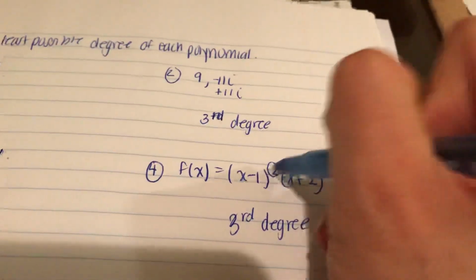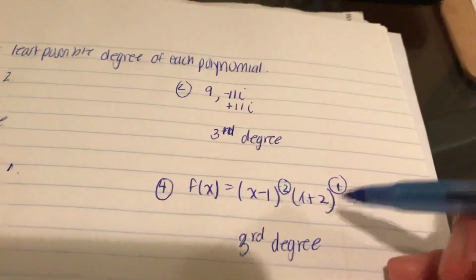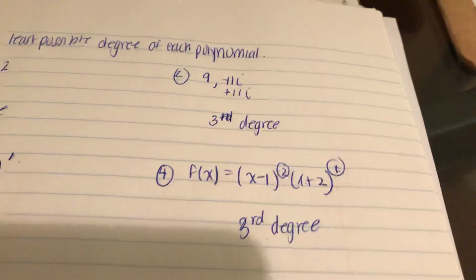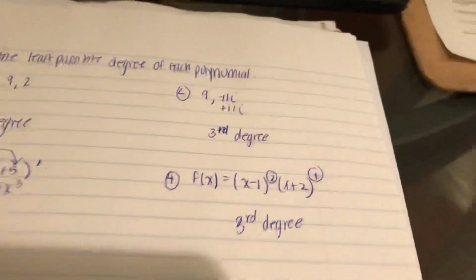So adding the multiplicities together, so the multiplicity of this factor plus the multiplicity of this factor, which are 2 and 1, gives you a total of 3. So the least possible degree in here is 3rd degree. But that only works because the x terms are linear.